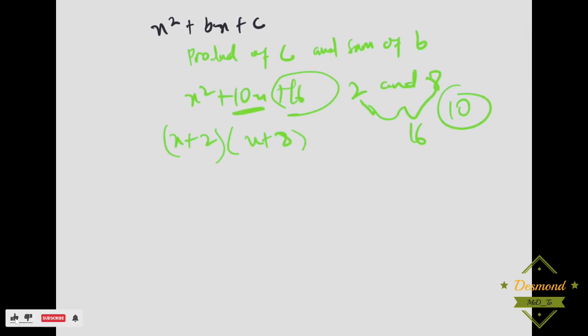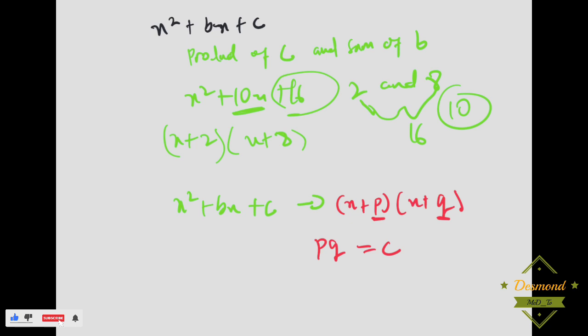So what is the summary of this? When we have a trinomial of the form x squared plus bx plus c, we can factor it in the form of (x plus p)(x plus q), where p times q is equal to c, and p plus q is equal to b, right?